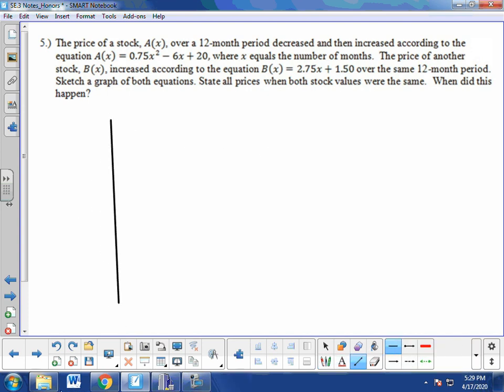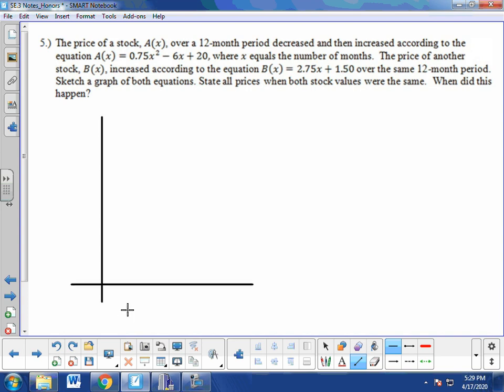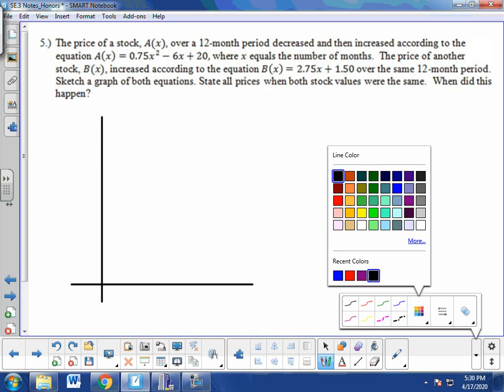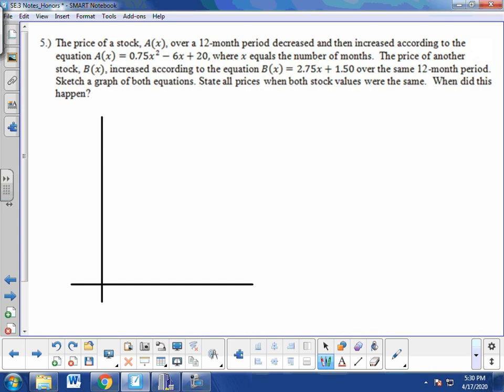So we want a graph. We want to label the x-axis. They're both going to have the same independent variable. That's going to be true for all systems that we evaluate. That's what makes them a system. The stock price for A of x and B of x is in relationship to x, which equals the number of months. So this is the x-axis and this is months. It does say over a 12-month period, so this tells us how long we're looking for on the x-axis. We're looking from 0 to 12. We want to sketch a graph to represent this.